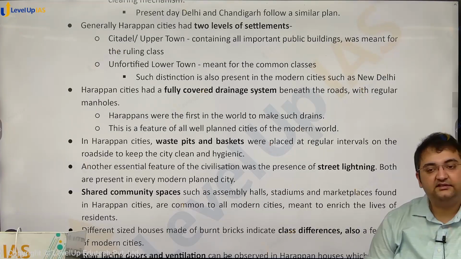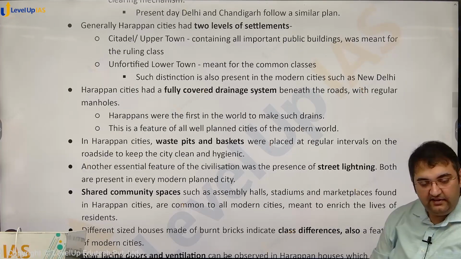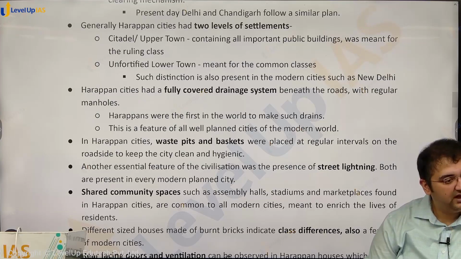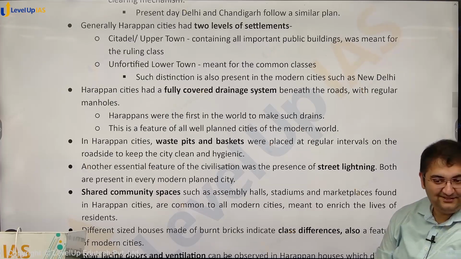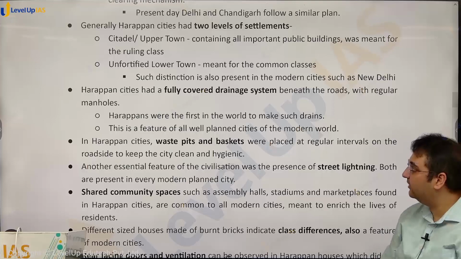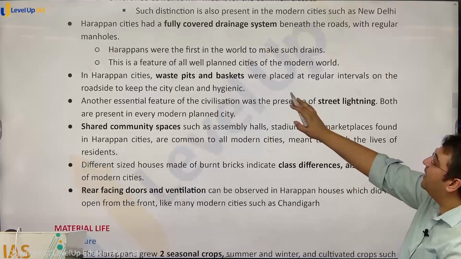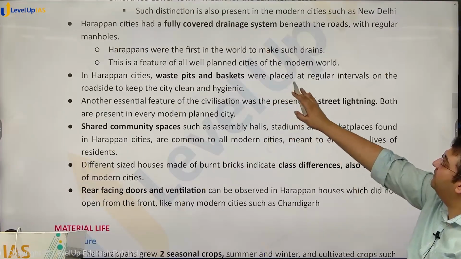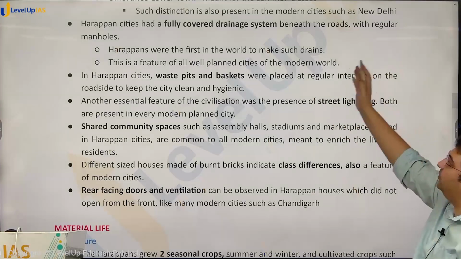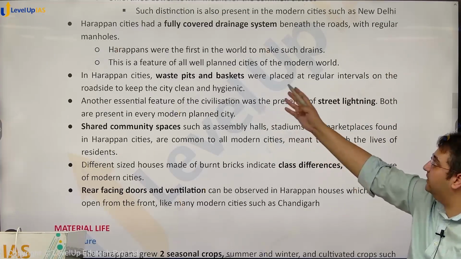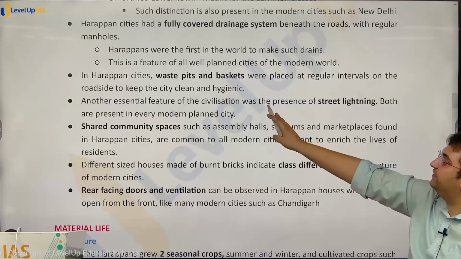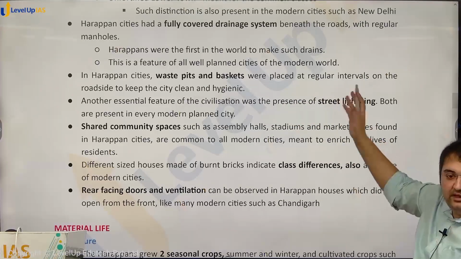जो ruling class एक किस एरिया में रहता है? लटिन्स दिल्ली वाले एरिया में, और बाकी लोग, हम जैसे लोग लटिन्स दिल्ली में नहीं, उसके आउटस्कर्ट्स में, बाकी जगह पर, राइट? Then Harappan cities had fully covered drainage system beneath roads with regular manholes. Harappans were the first in the world to make such drains. This is a feature of all the well-planned cities of the modern world.